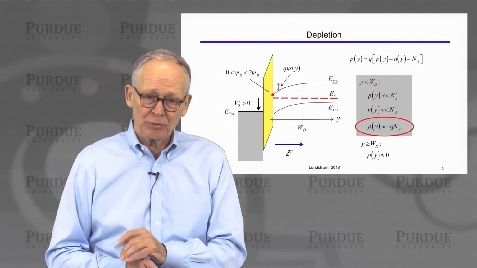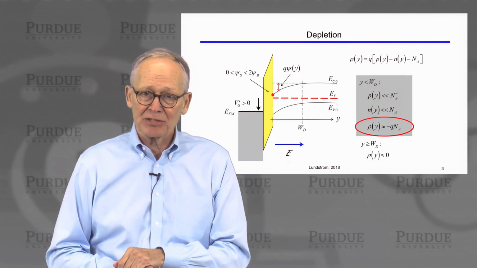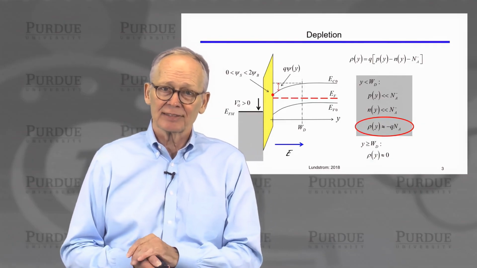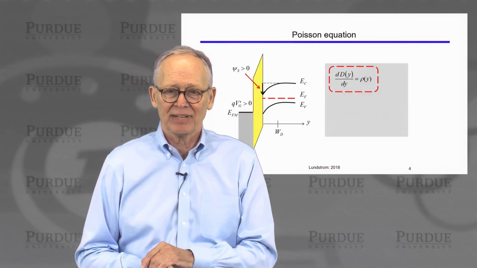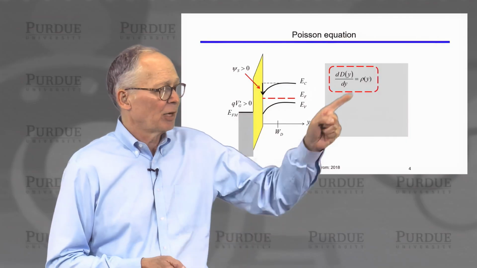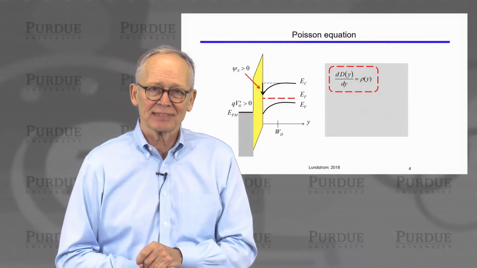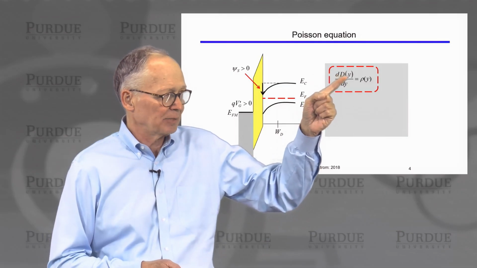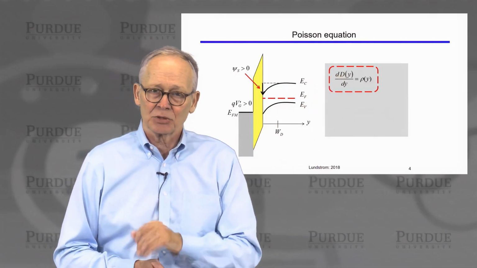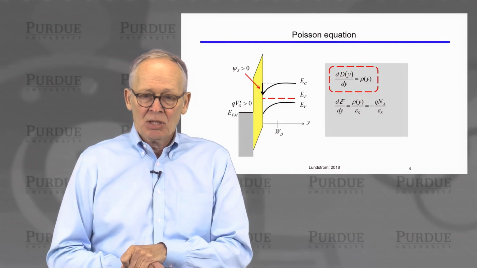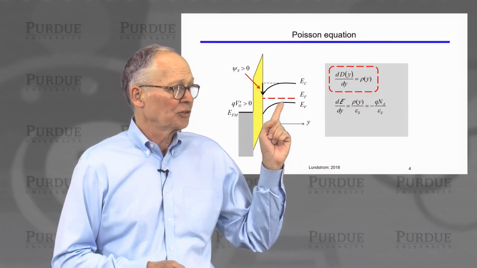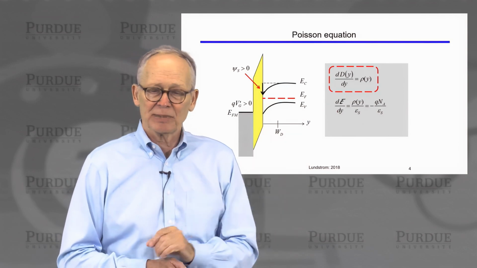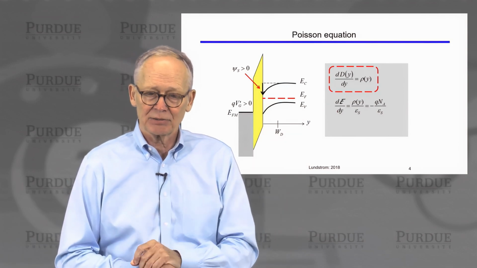All right, so we have the space charge density. Outside the depletion region, it's 0. If we have the space charge density, we can solve the Poisson equation and find the electric field. So our Poisson equation in 1D, the divergence of D is equal to rho. In 1D, it's dD/dy is equal to rho of y. Well, in the region near the surface where we have an electric field, we can write the displacement field as epsilon times the electric field.